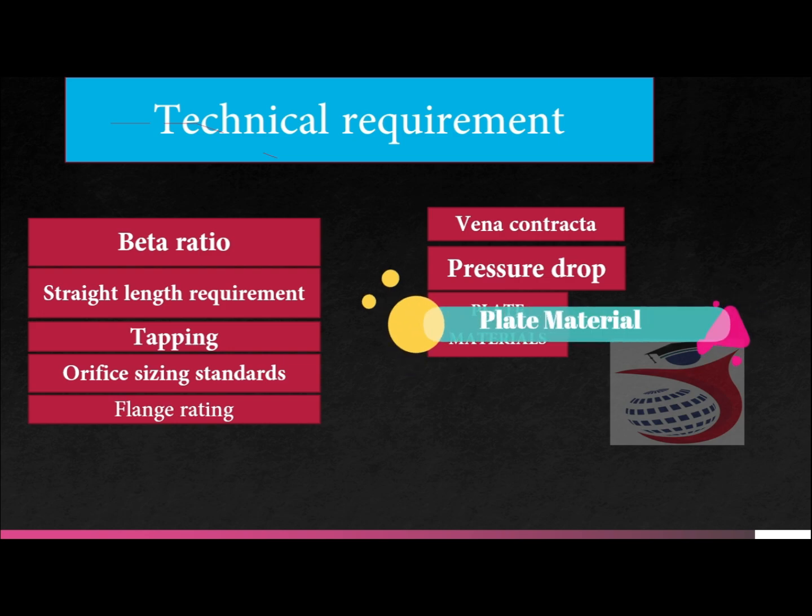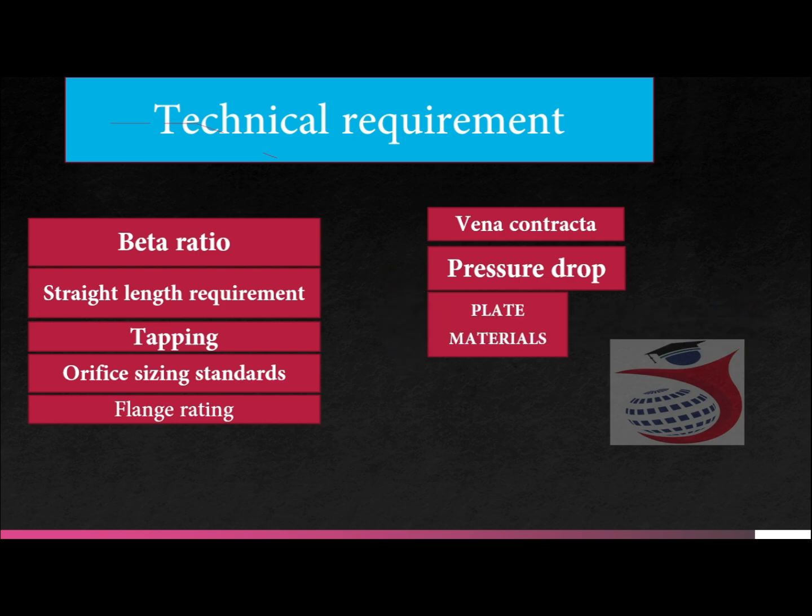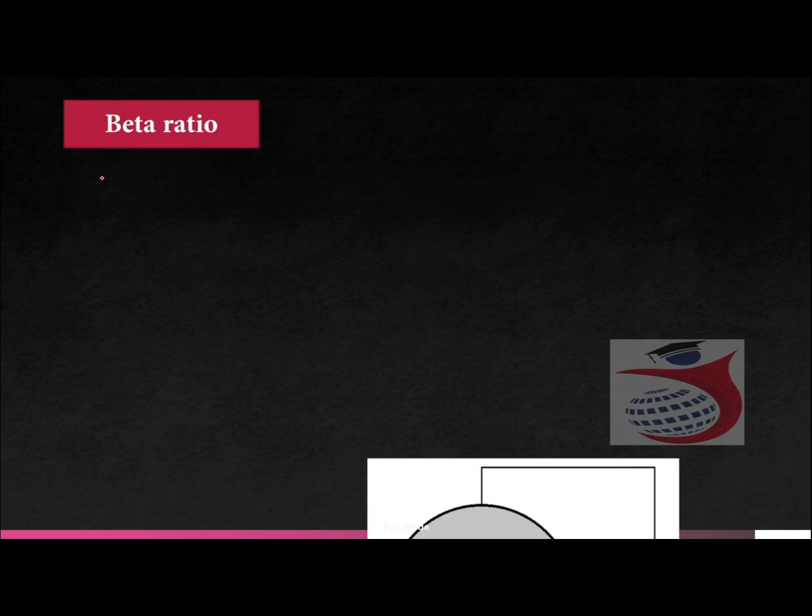Plate materials. What are the materials we use for the construction of the orifice plate? Assembly materials. These things we will learn. Now we are going to see beta ratio.